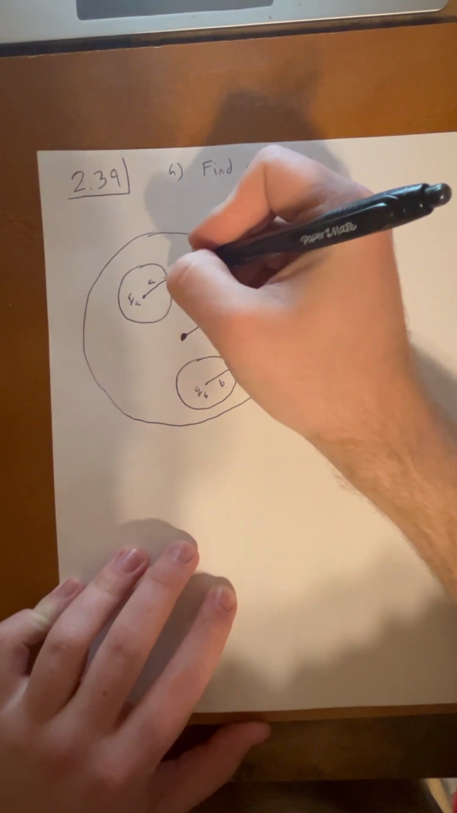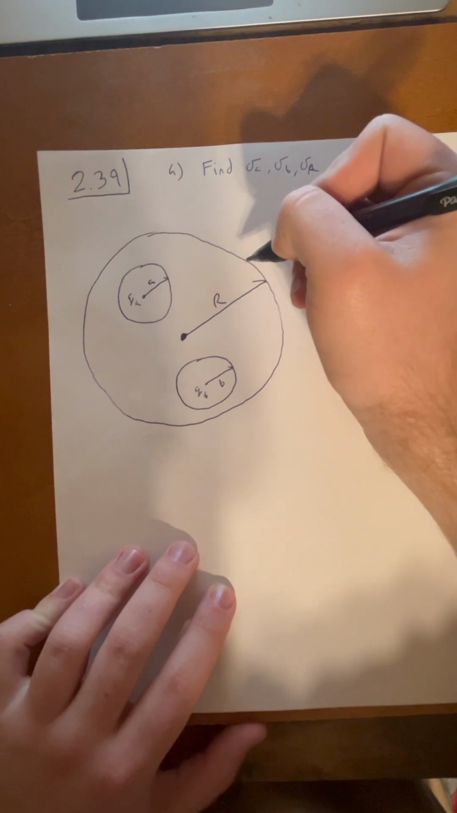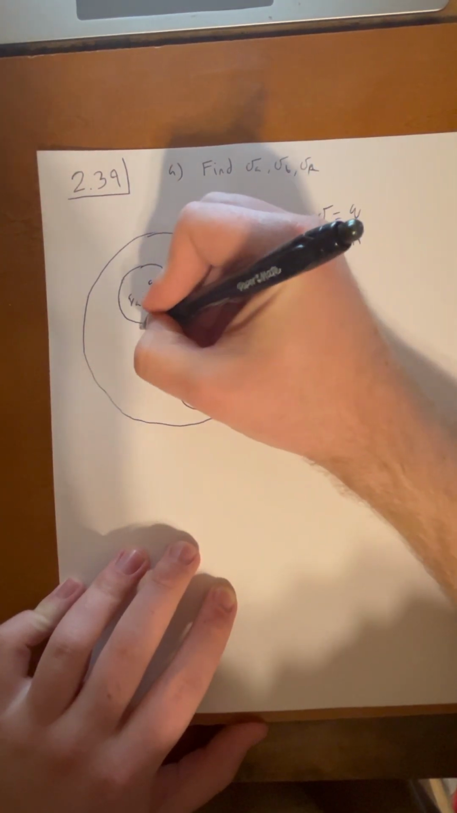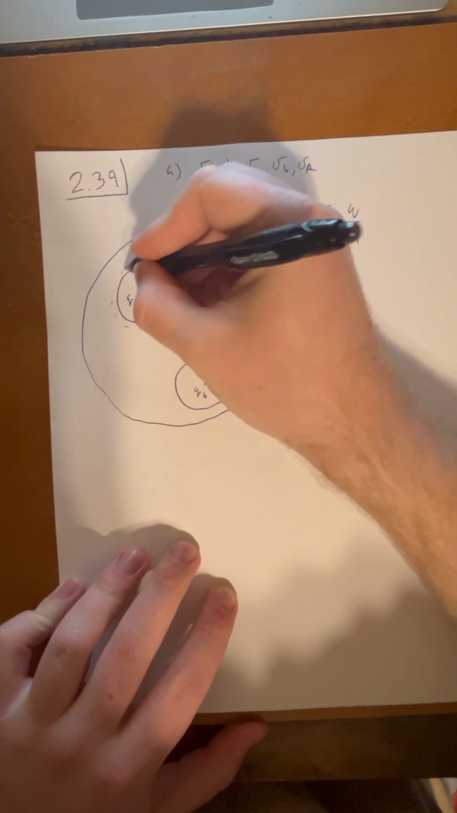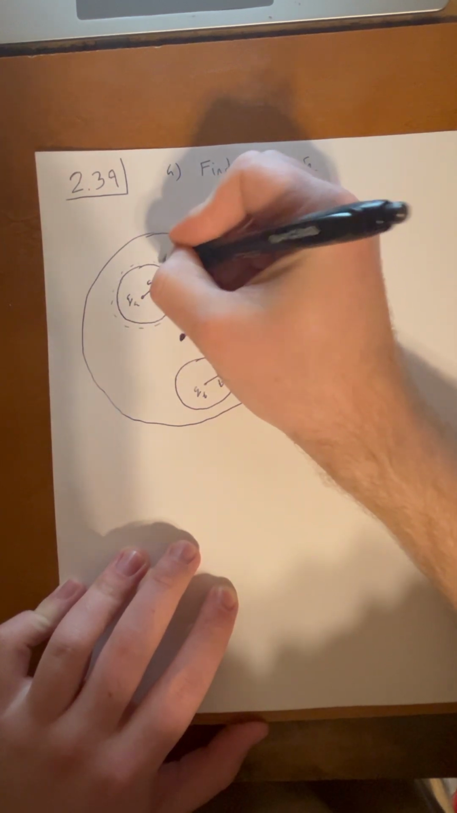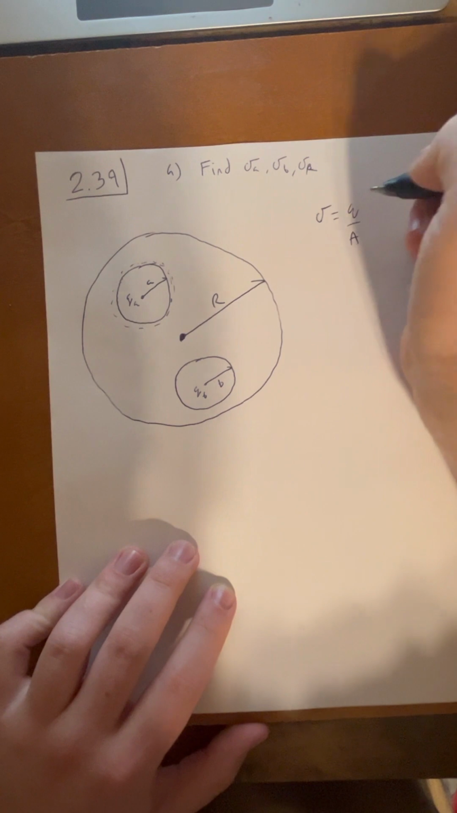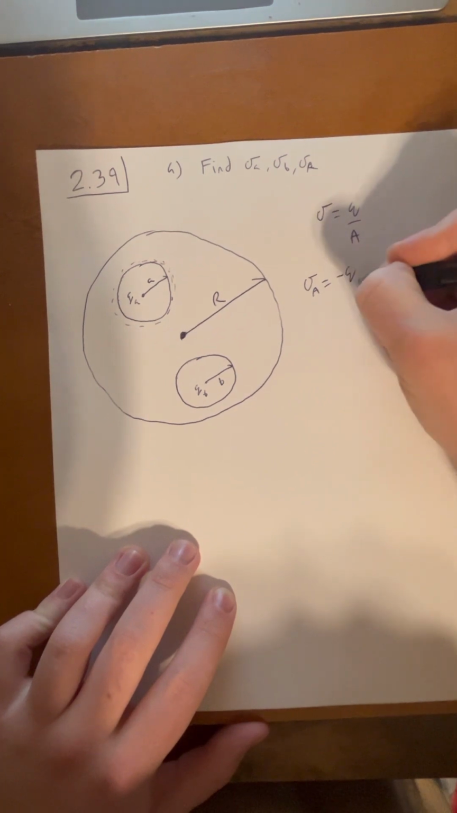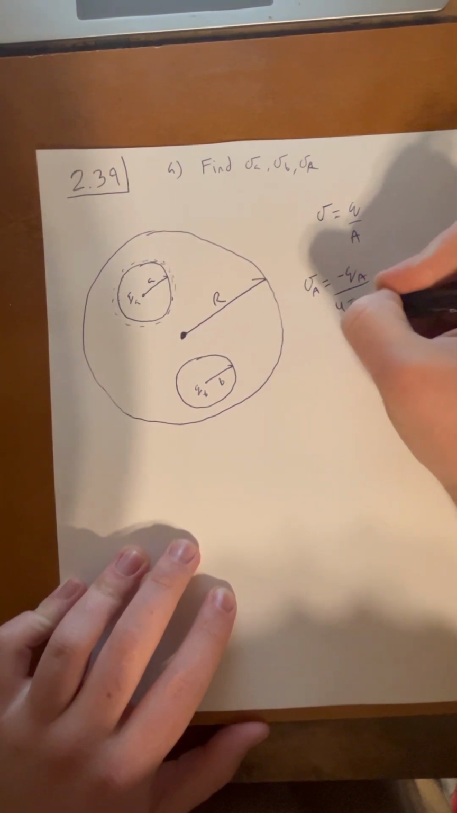Well, because this is a neutral conductor, in order to stay neutral, this charge QA here is inducing an equal and opposite charge around the surface right here, of magnitude negative QA. So sigma A is very simply equal to negative QA over 4 pi A squared.